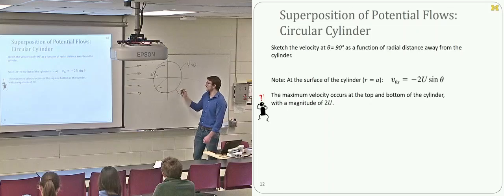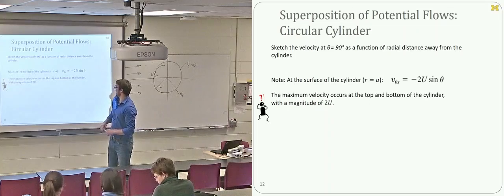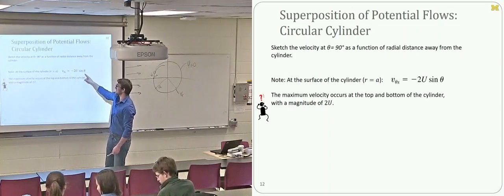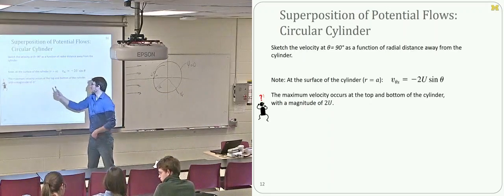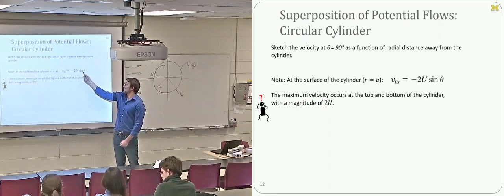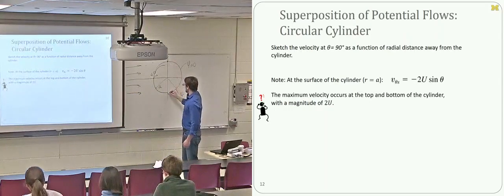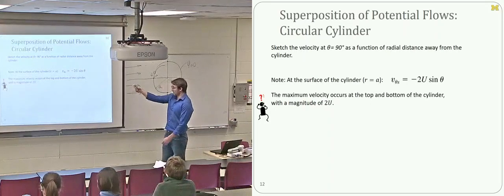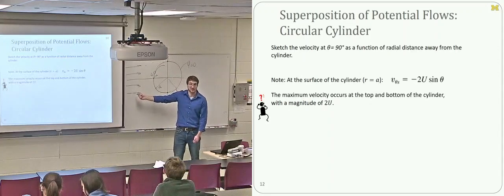Zero, identically, right? Everywhere on the body, because the radial velocity tells us what the flow normal to the equipotential line is, and we end up with zero. But we end up with an angular velocity that looks like this. Two takeaways here: the maximum velocity in the flow is going to occur where sine theta is maximized, which is at theta equals pi over 2 and negative pi over 2, here and here. And at those locations, the magnitude of the velocity is going to be equal to twice the free stream velocity.